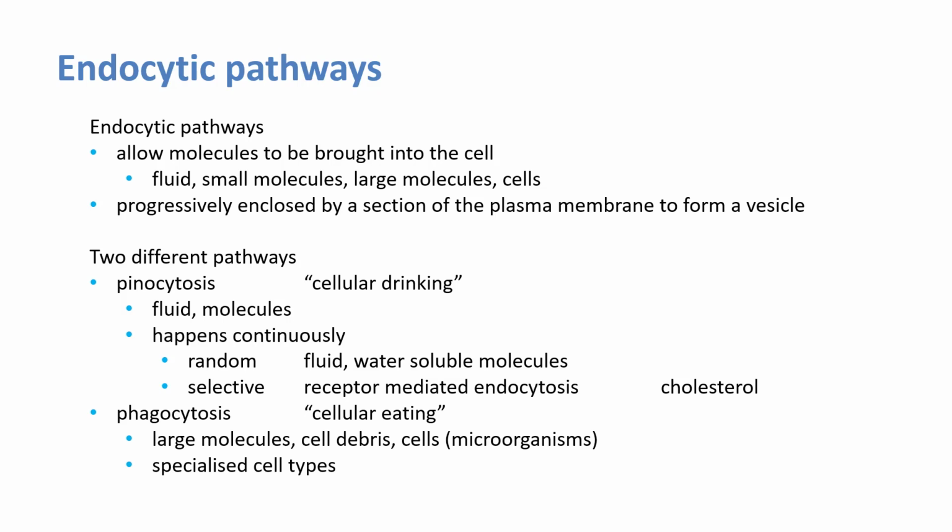There's two quite different endocytic pathways. One's known as pinocytosis and the other's phagocytosis. So pinocytosis is known as cellular drinking. It's largely fluid and small molecules that are brought into the cell using this mechanism. Again, this mechanism happens continuously, and it's a random process that the plasma membrane will just bud in to form that vesicle, taking up fluid and water-soluble molecules that are in the vicinity.